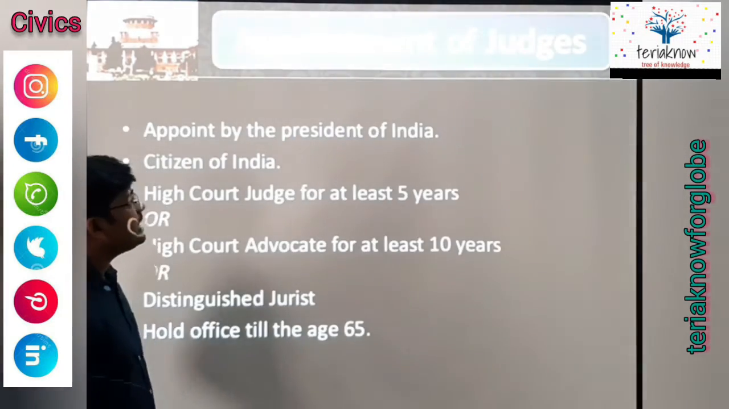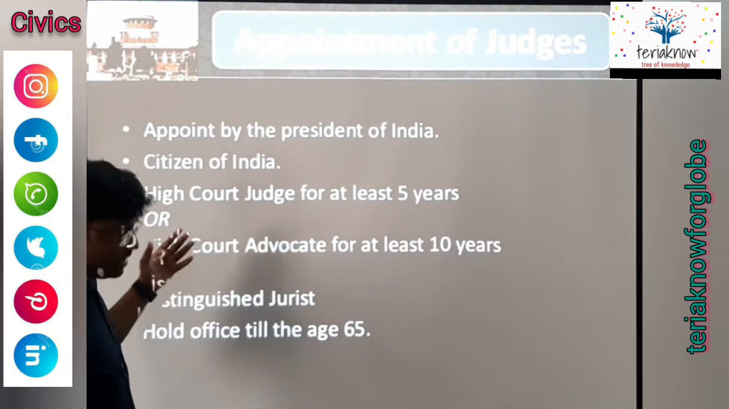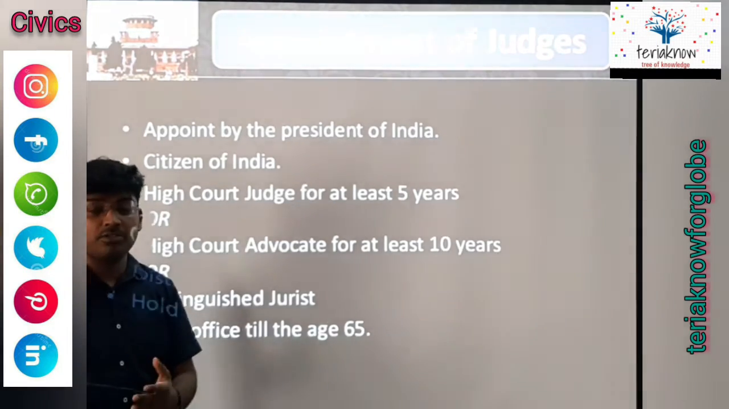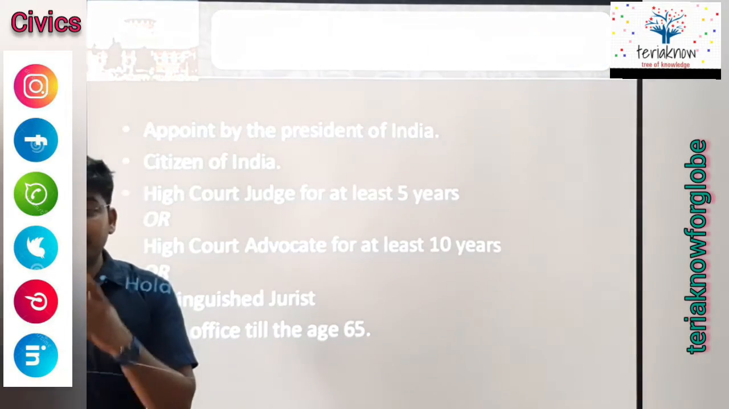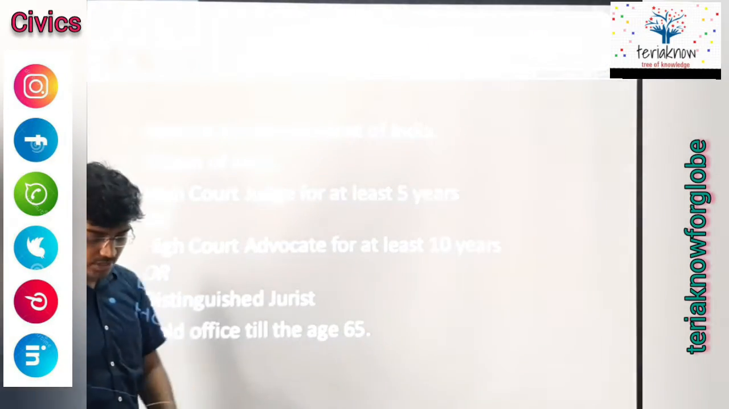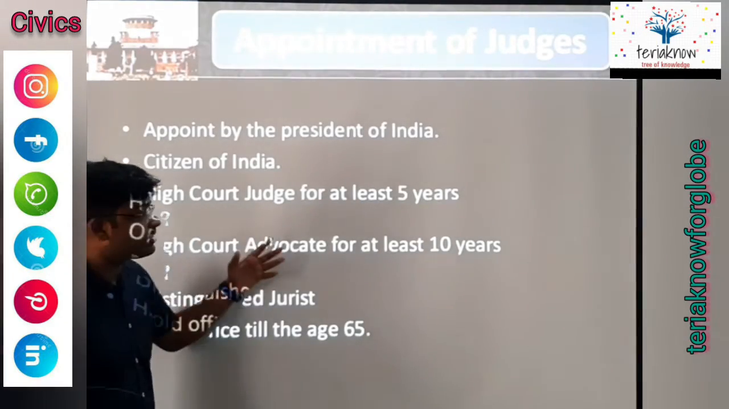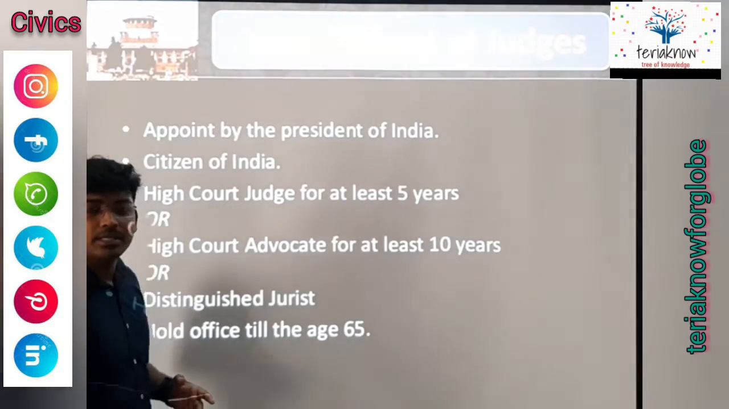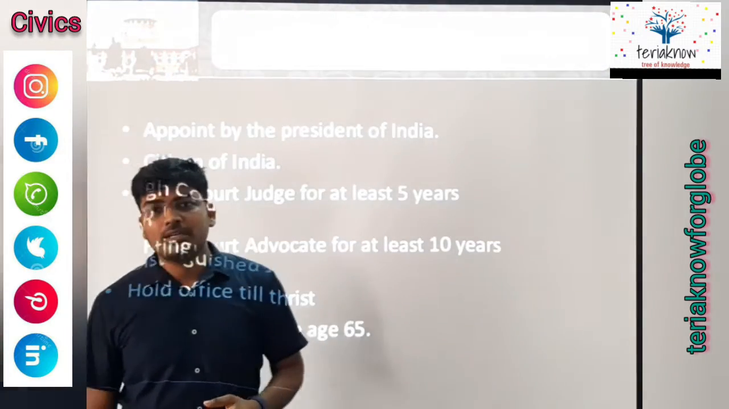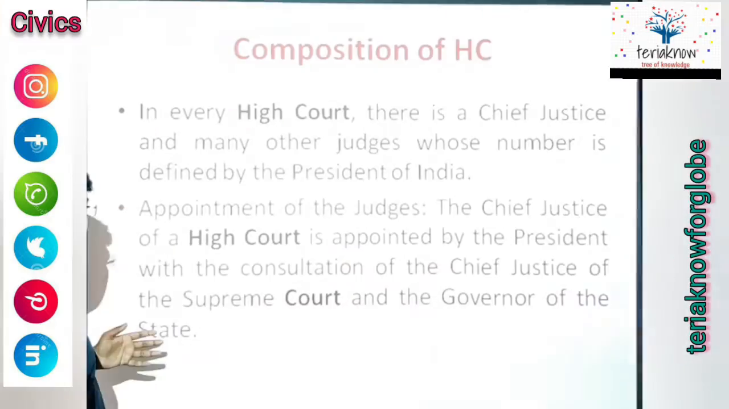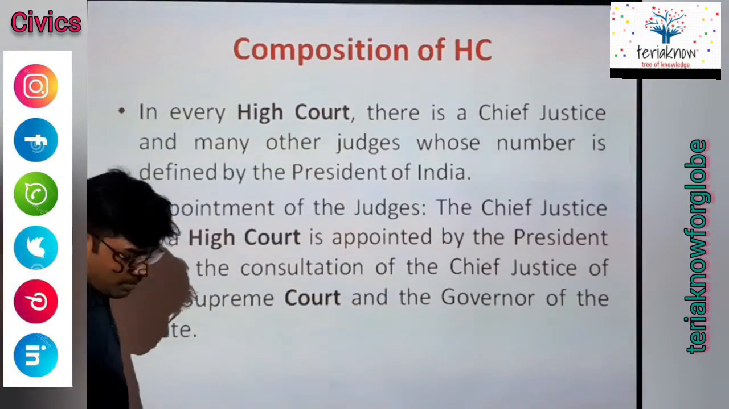Understood? Then appointment of judges, मैंने बताया था appointment of judges का appoint किस तरह से करते, citizen होना ही चाहिए. If you are not a citizen of India, you cannot think about becoming a judge of Supreme Court. Okay. Then High Court के judges के लिए कम से कम at least 5 years of experience you must hold. Then only you can go for the judges of Supreme Court. I told you about all that.